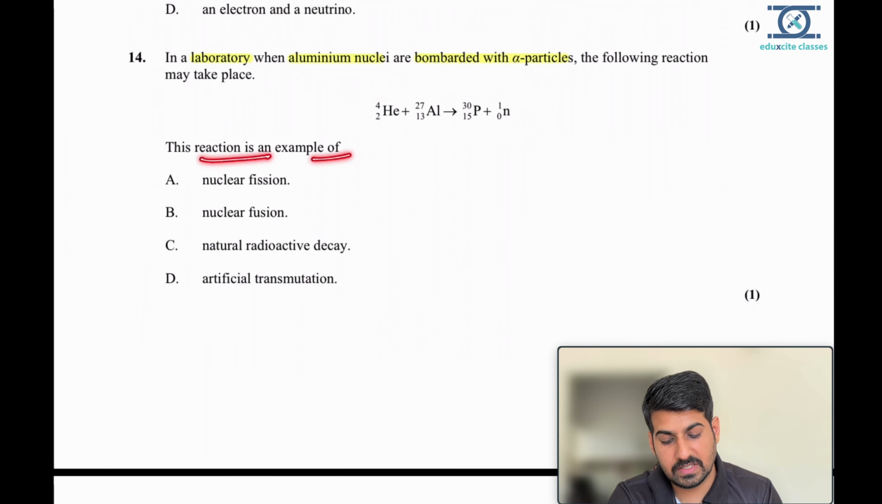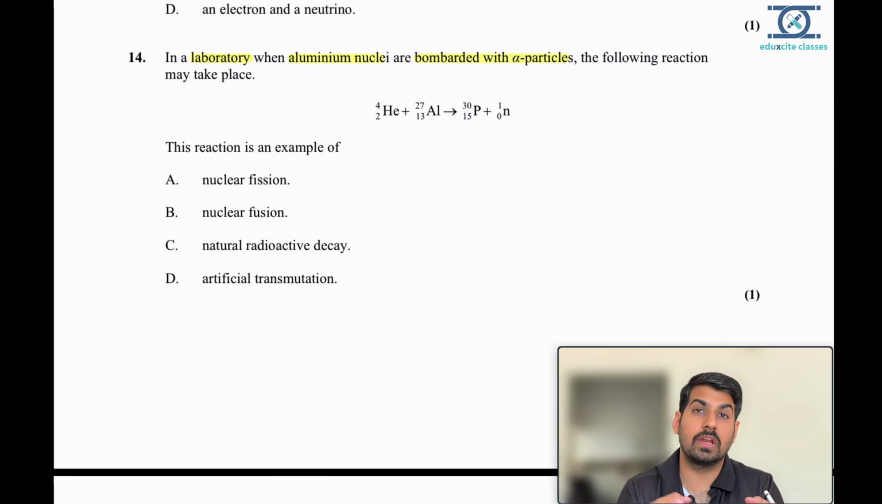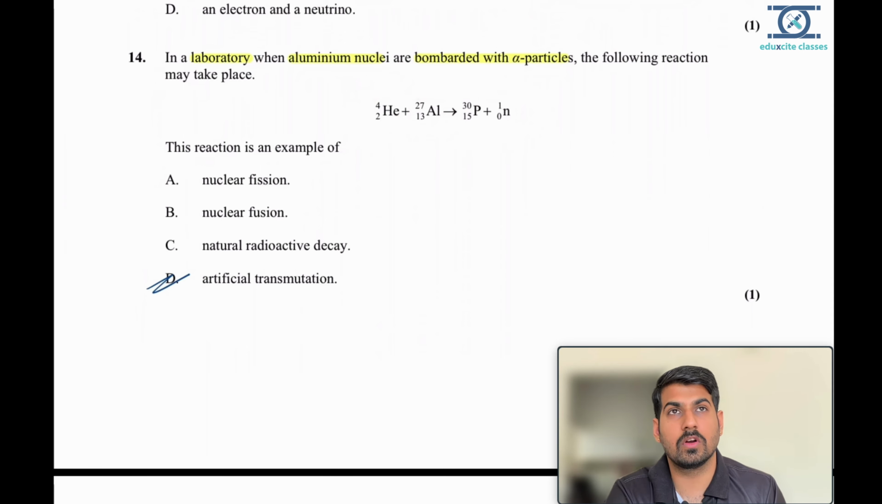Now this reaction is an example of, now fission means a heavy nuclei splits into two lighter. So this is not happening. Fusion means two lighter nuclei fused together. Now these two are not lighter. Okay, I agree, helium is a lighter nuclei, but aluminium is not a lighter. So we are forcefully doing this in a laboratory condition. So it is nothing but an artificial transmutation. Those who don't know, it is given in your reference book of Cambridge Toscos.